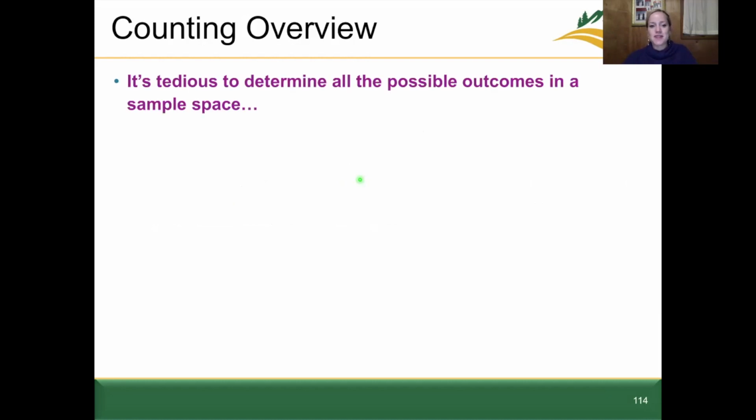So as you may have discovered at this point, it's fairly tedious to determine all of the possible outcomes in a sample space. So for example, that boy, boy, girl, girl, boy, girl example. It's a lot to have to count up all of those different possibilities.